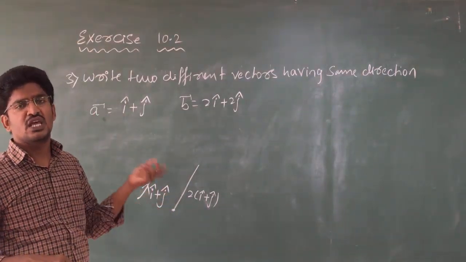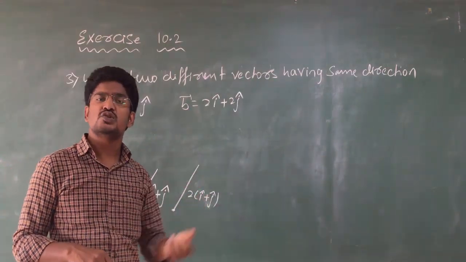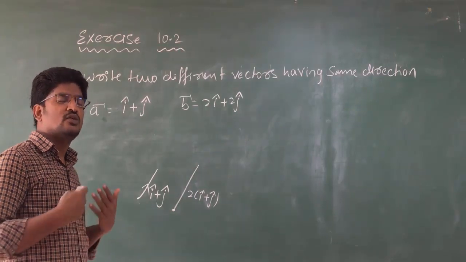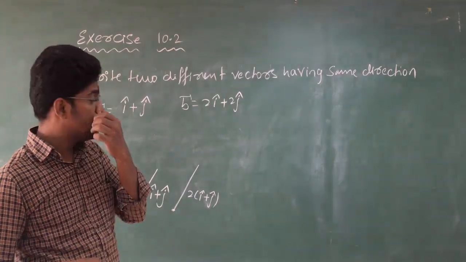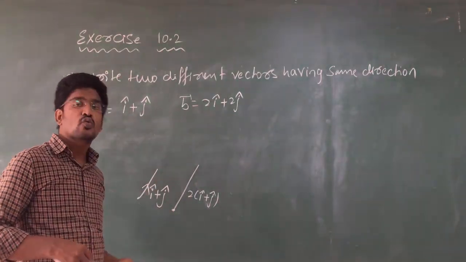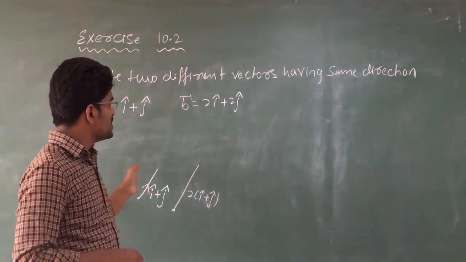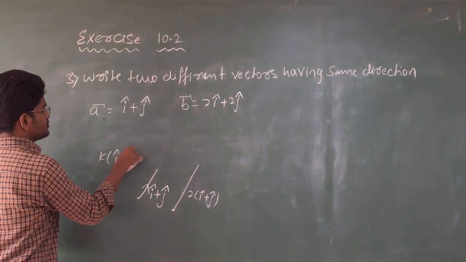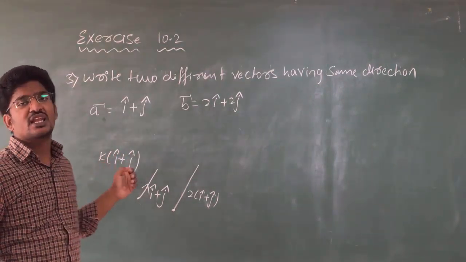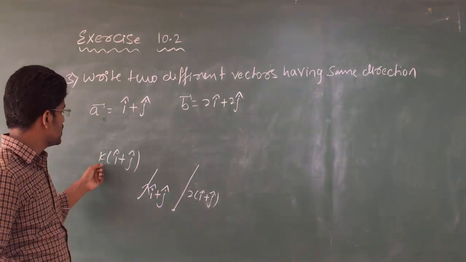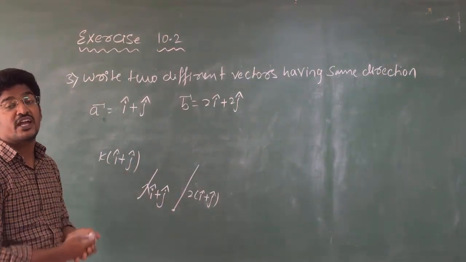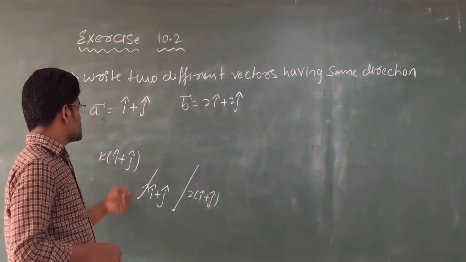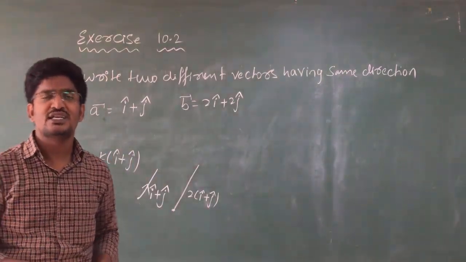3i cap plus 3j cap, that is also the same vector in the direction of i cap plus j cap. Like that you can write so many vectors, but no problem. I will write these 2. Clear? You can multiply with any k times of i cap plus j cap. Any positive real number you can write for k. That means infinite number of vectors are going to exist, but no problem. Let us go with these 2 for our understanding.